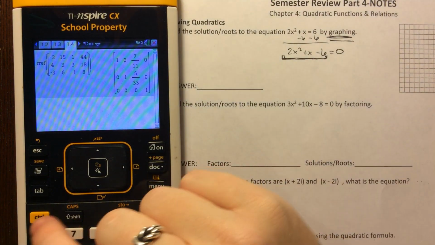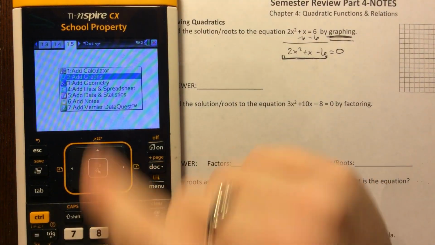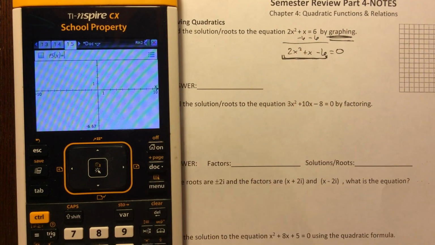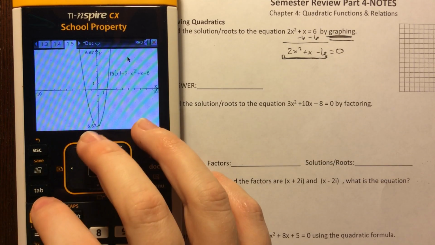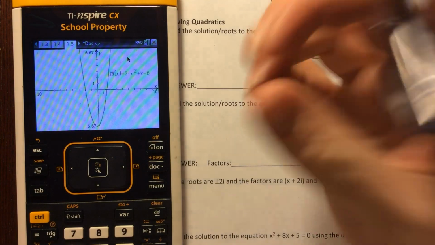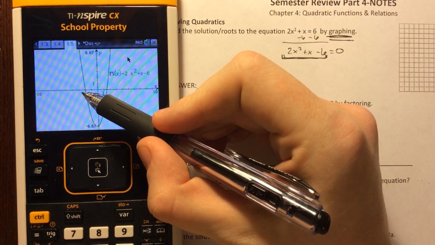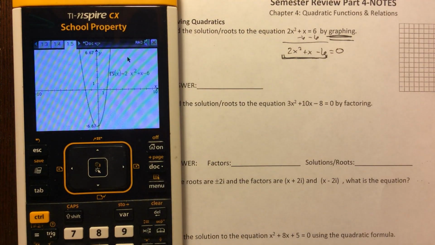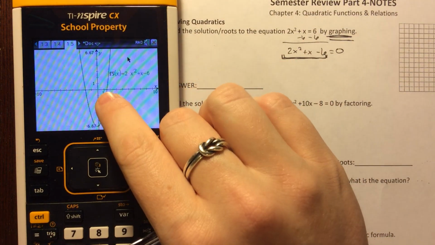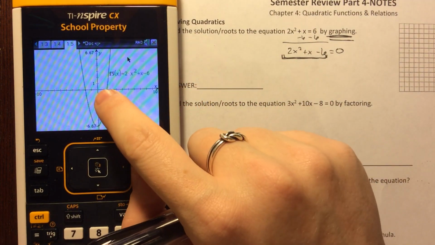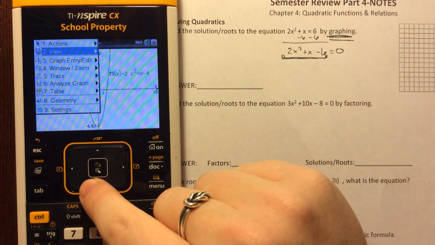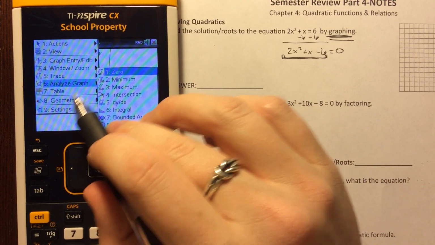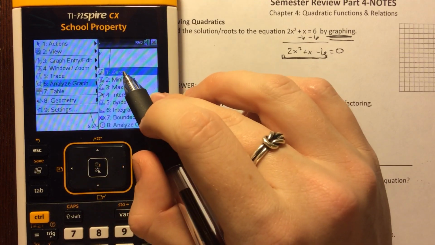So when we turn our calculator on, you can add a page, add a graph page, and we're going to plug in 2x squared plus an x minus 6. When you plug that into your graph, this is what our graph looks like. I notice that I have one y or x-intercept at -2, and I have another one that's in between 1 and 2. One way to find this other one, you can hit menu. You can go down to Analyze Graph, and you can ask it to find that 0 for you.